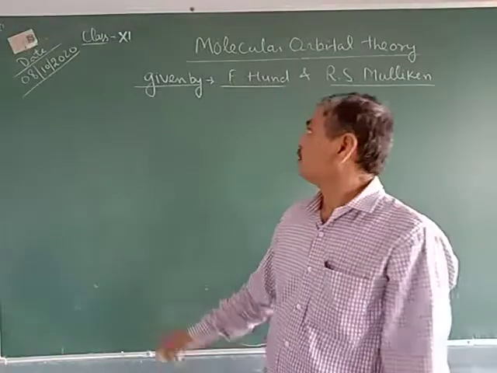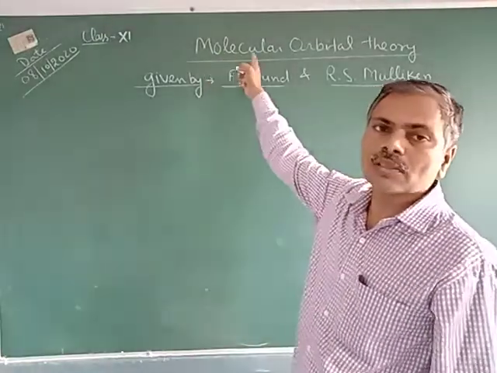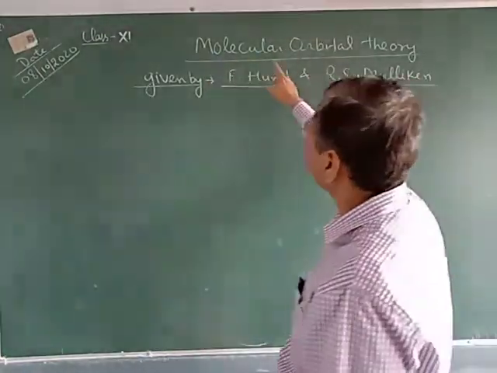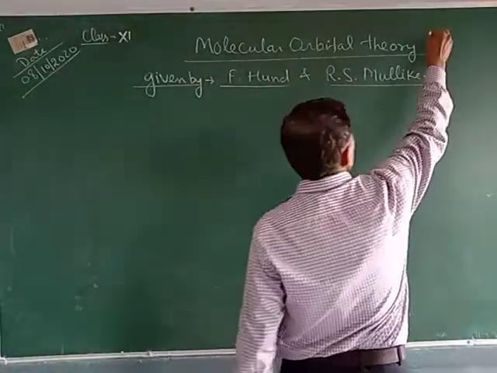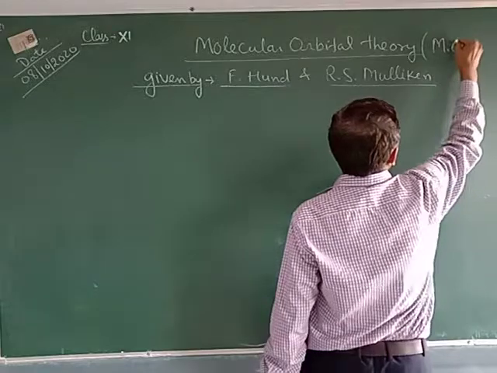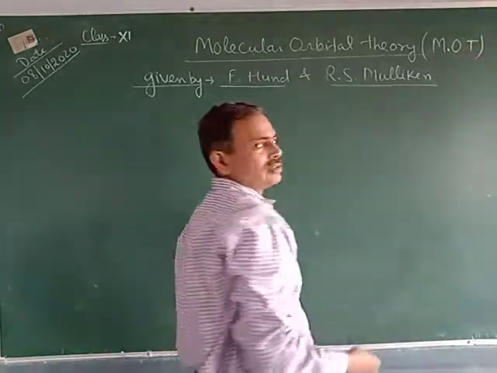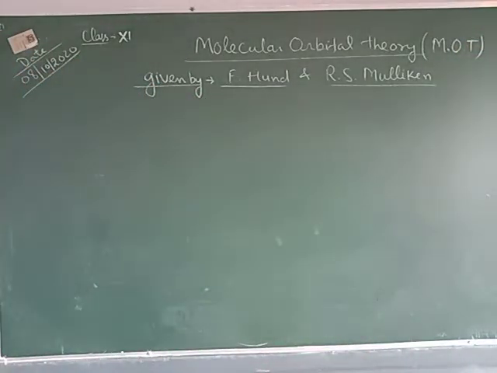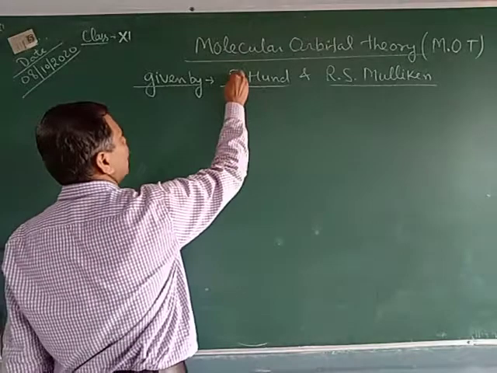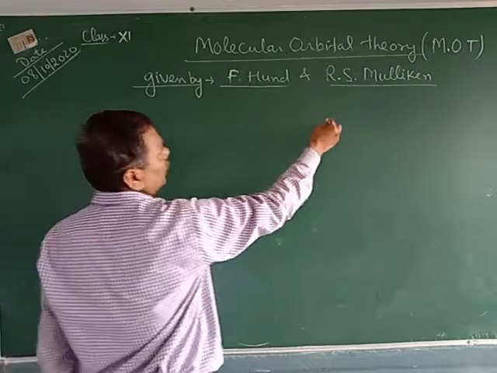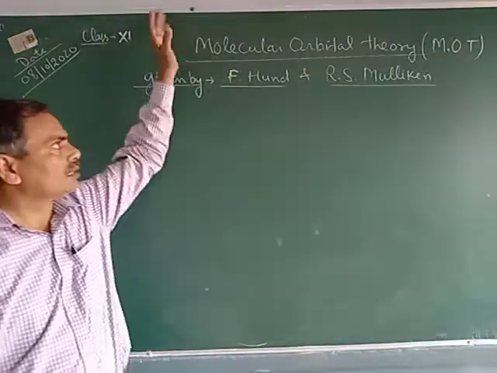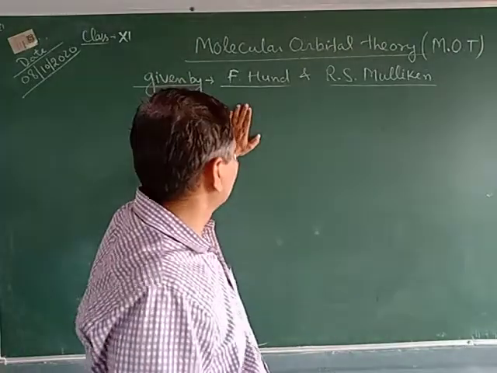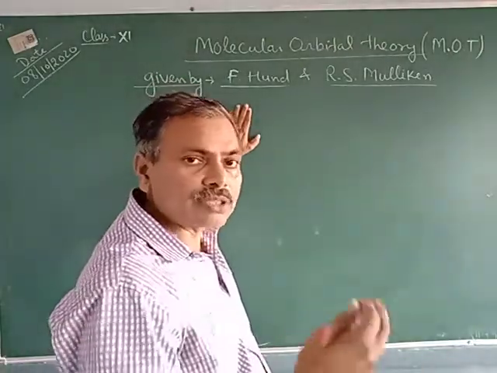Today we will study the molecular orbital theory. Molecular orbital theory, generally MOT. It was given by F. Hund and R. S. Mulliken in 1932. This is a theory regarding the formation of molecules.